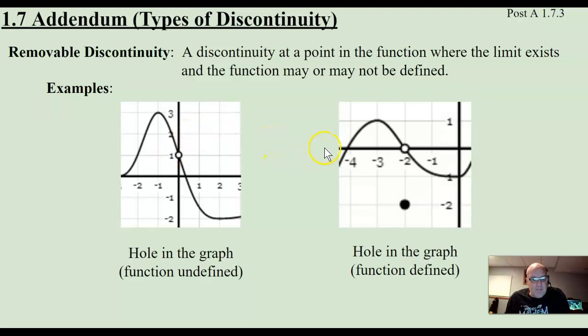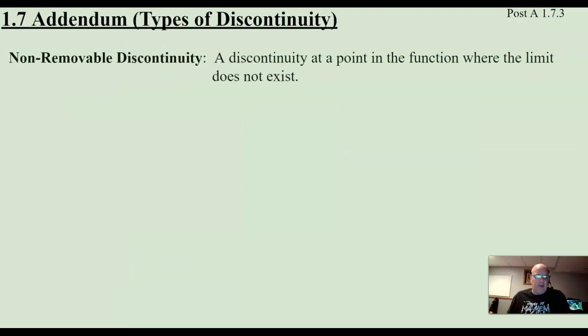Here is another one where the limit exists as x approaches -2, but again the point has been removed. Now it's actually relocated, so f of -2 does exist, f of -2 is -2, but there's still a discontinuity in the graph. So again, it's where the limit exists, the function may or may not be defined. That is a removable discontinuity.